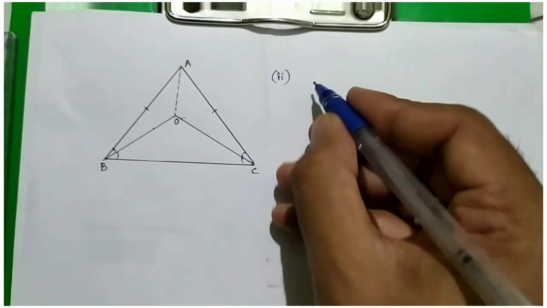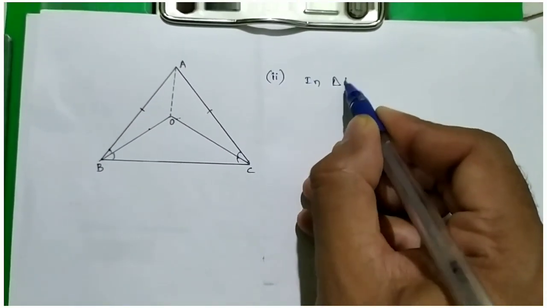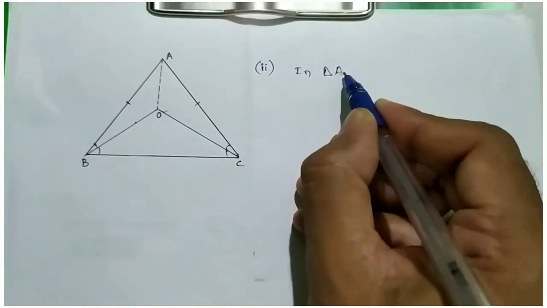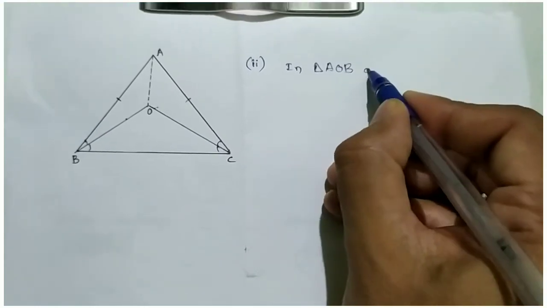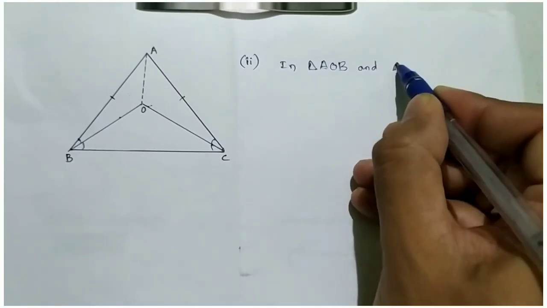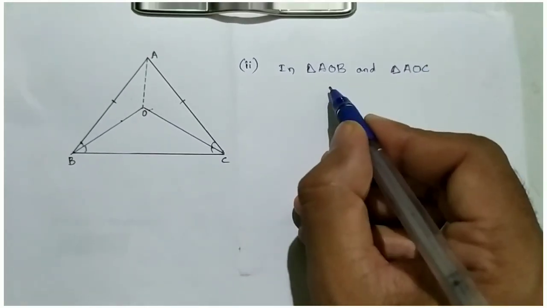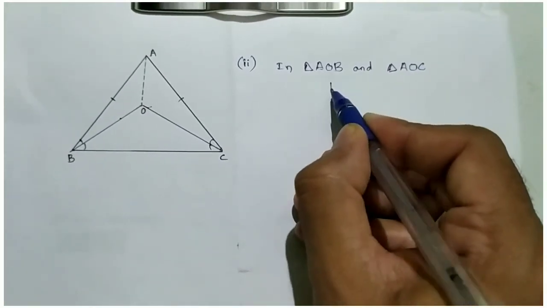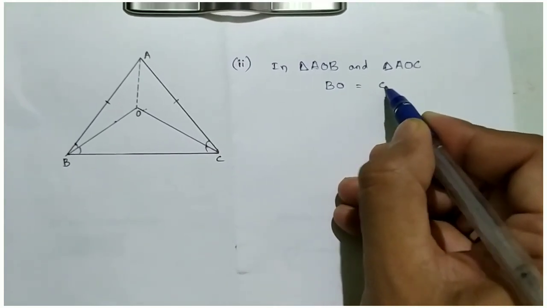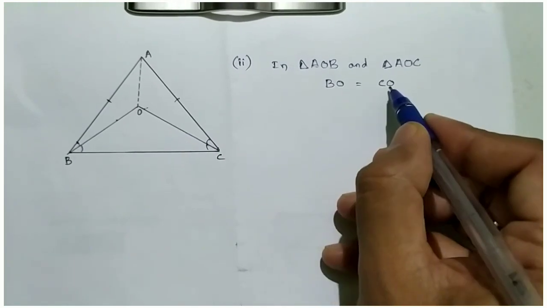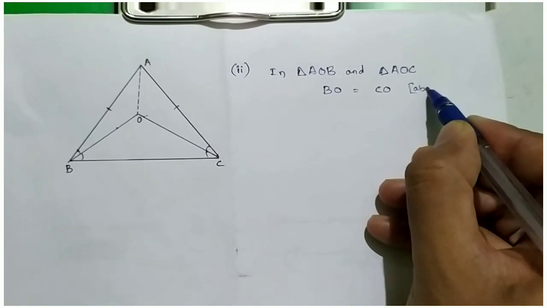Let's see. Which triangles? Write them: triangle AOB and triangle AOC. First you write BO equal to CO, or else OB equal to OC also, and above proved, you can write here: above proved.